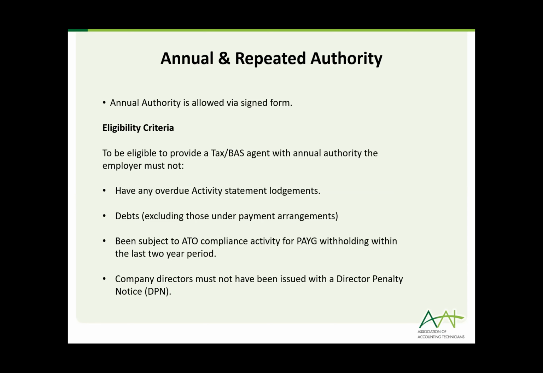Now, to use the annual authority, you do need to fulfill the eligibility criteria that the ATO has laid out, which includes not having any overdue activity statements, debts with the ATO unless they're under a payment arrangement. The employer can't have been subject to ATO compliance activity for PAYG withholding within the last 2 years, and company directors must not have been issued with a DPN or director penalty notice.